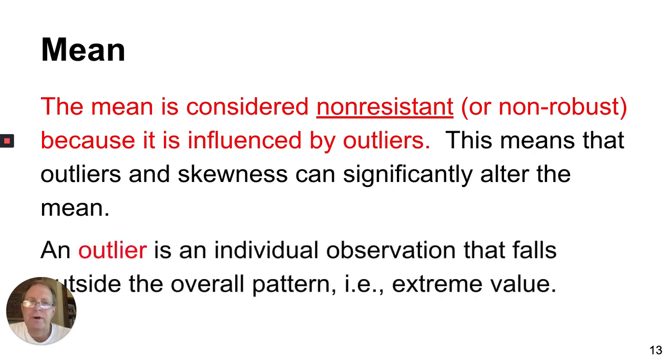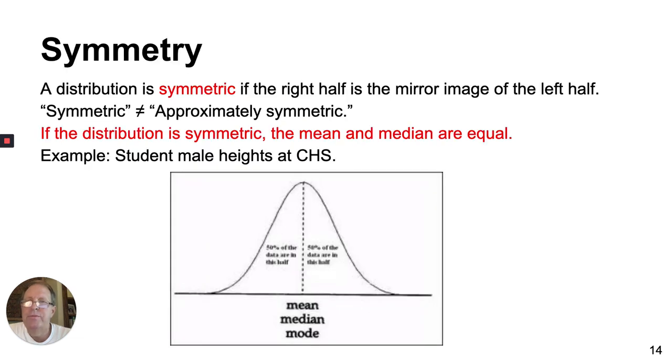An outlier is an individual observation that falls outside the overall pattern. In a short while, I will describe a mathematical way of identifying outliers. A distribution is symmetric if the right half is the mirror image of the left half. Symmetric does not mean approximately symmetric. Use the term symmetric only if they are exact mirror images. If they are not exact mirror images but look pretty similar, then use the term approximately symmetrical. If the distribution is symmetric, the mean and the median are equal, though the converse is not true.